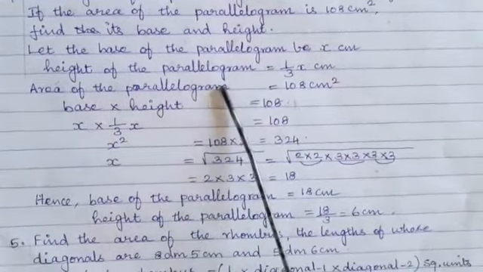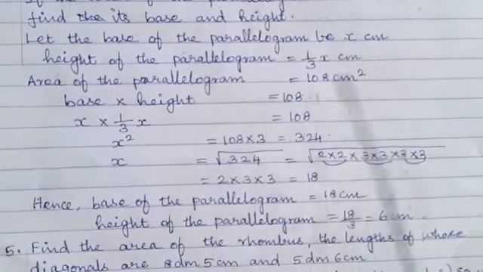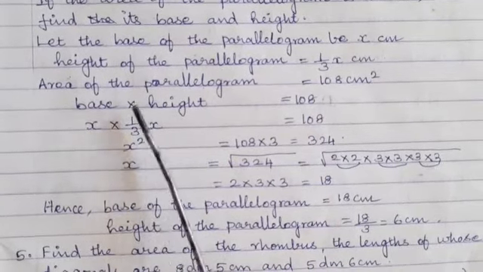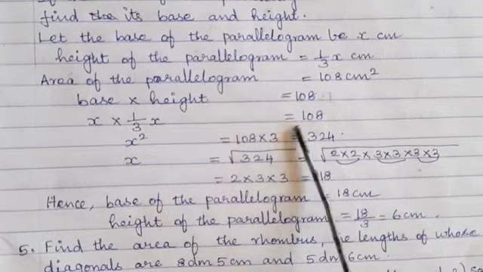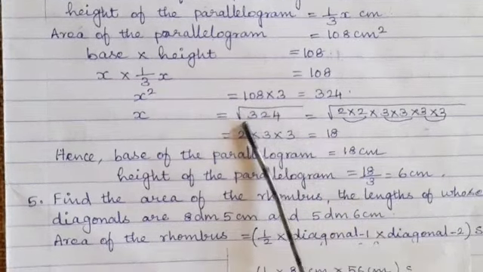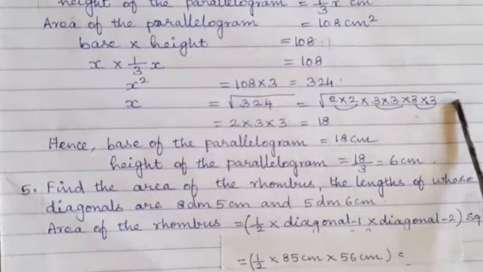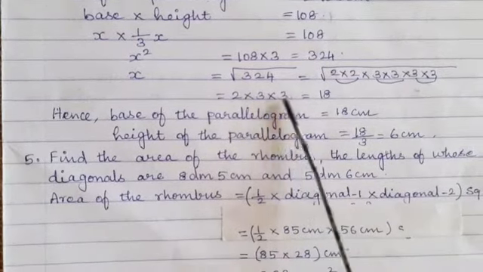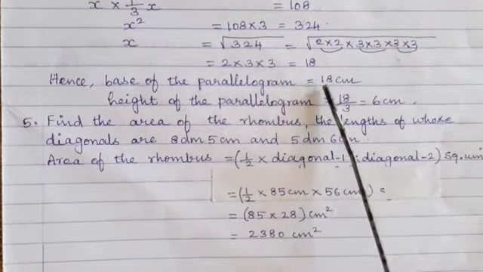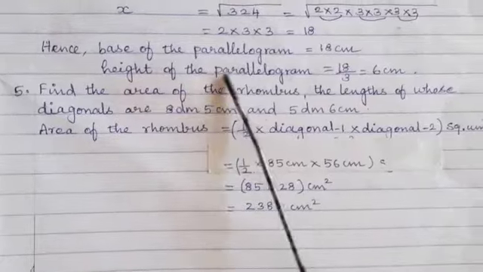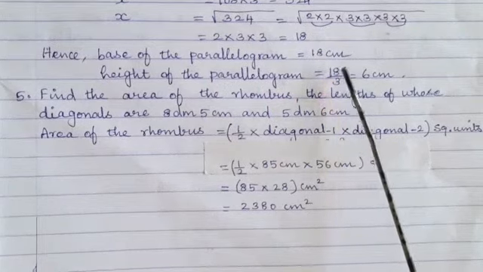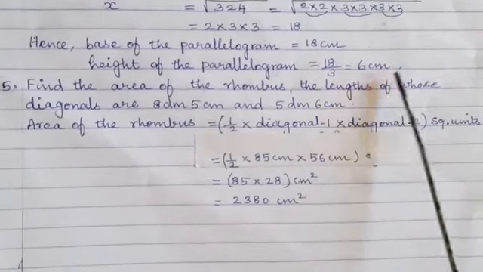Area of the parallelogram is equal to 108 centimeter squared. Formula: base into height equal to 108. Base is x, into height 1 by 3 x, is equal to 108. After solving the equation, x squared is equal to 324, so x is equal to 18. That is square root of 324, by prime factorization. Out of two prime factors, you take one outside, that is equal to 18. Therefore, base of the parallelogram is x centimeter, that is 18 centimeter. Height of the parallelogram is 1 by 3 x centimeter, that is 18 by 3. X is 18, so 18 by 3 equal to 6 centimeter.